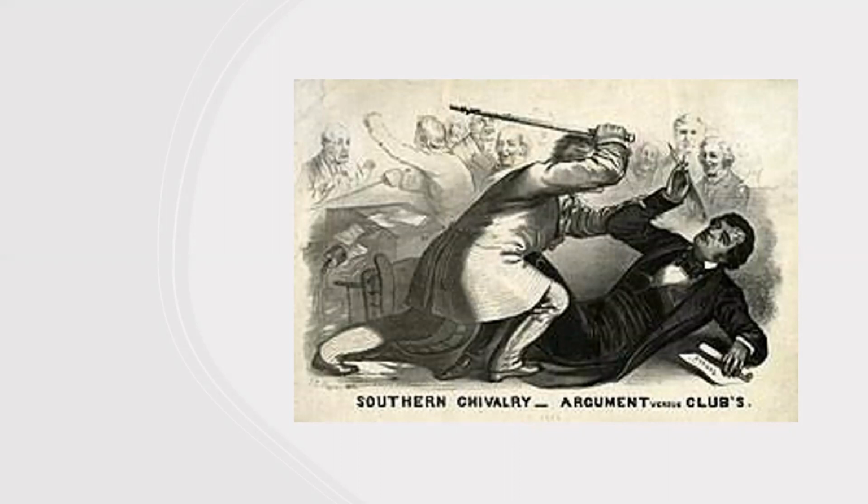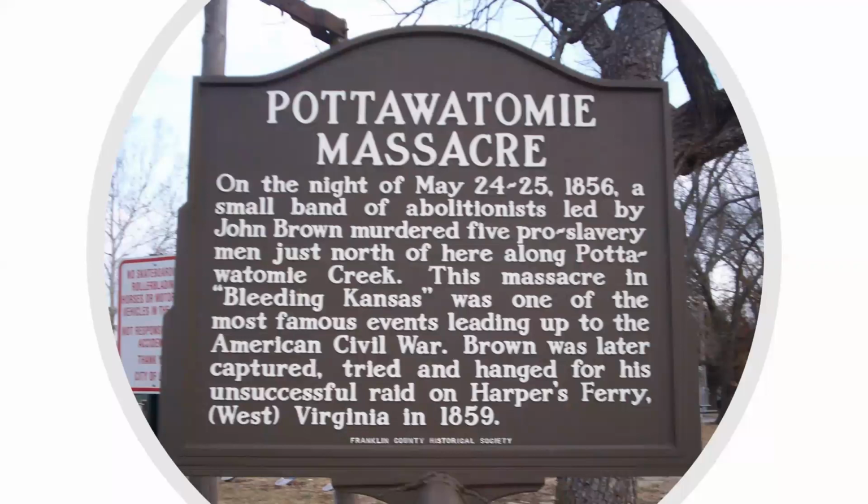In the next day, back in Kansas, a Free Soil immigrant named John Brown, hearing of the burnt hotel in Lawrence, sought revenge, and he murdered 5 pro-slavery men. This became known as the Potawatomi Massacre, and Kansas itself became known as Bleeding Kansas.